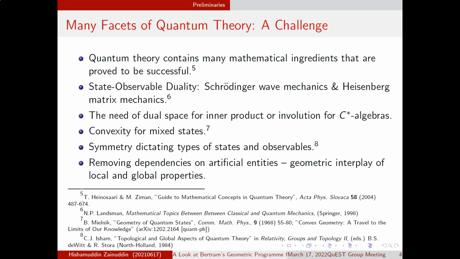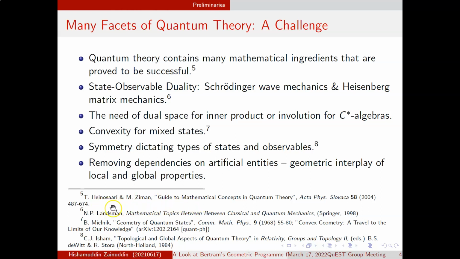As I said, quantum theory is built on mathematical tools or techniques, and one of the problems if you want to reconstruct quantum theory is that there are many facets of quantum theory that you need to take care of. It's not a single thing. It's not just about doing Hilbert spaces and that's it. There are many other things you need to be concerned about. Perhaps the best review that I can point to is this review. Can you see the cursor, by the way?